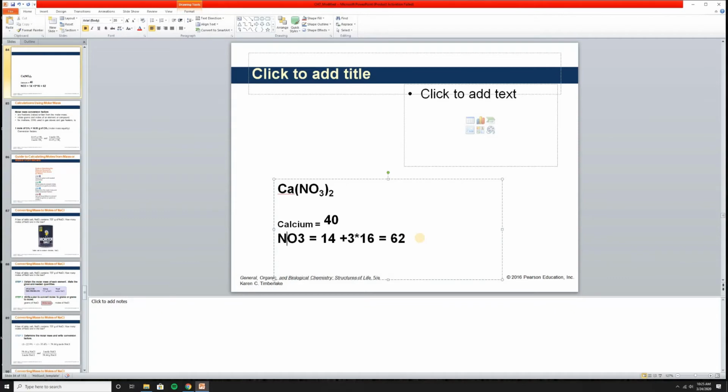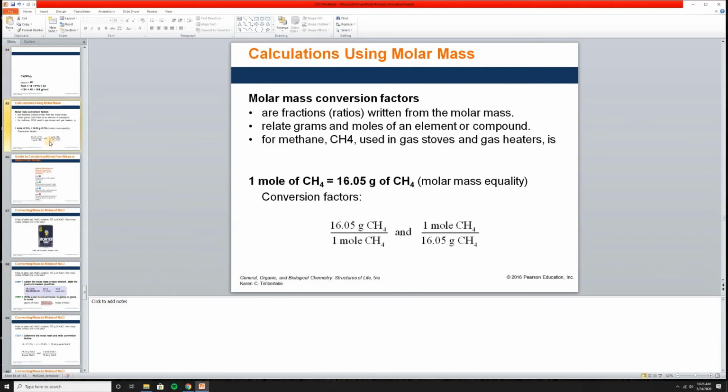So we have NO3. Molar mass of NO3 is 62. Molar mass of calcium is 40. We have 2 NO3s, right? So 62 times 2 is 124. Plus the calcium, you have 40. That's equal to 164 grams per mole. So that's going to be our answer. So that's how you would do something like that. Okay, moving on.